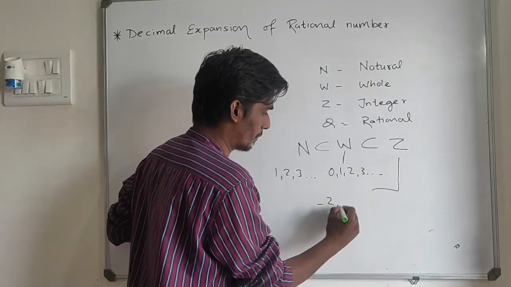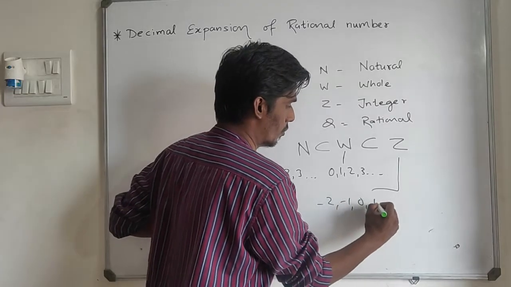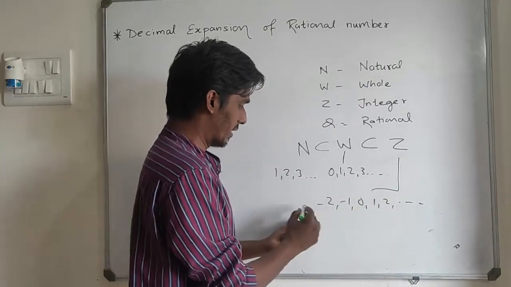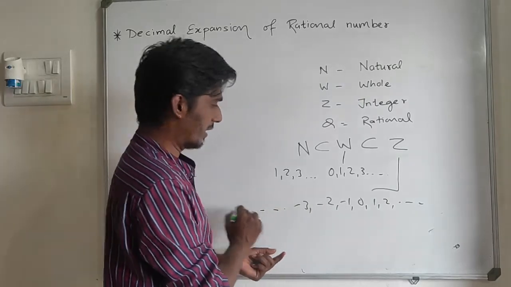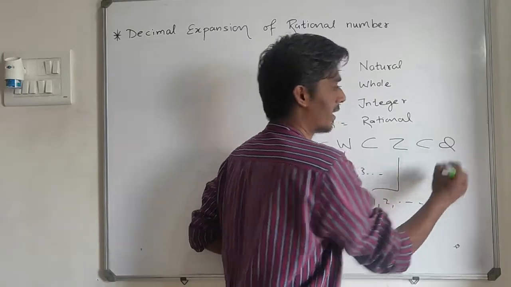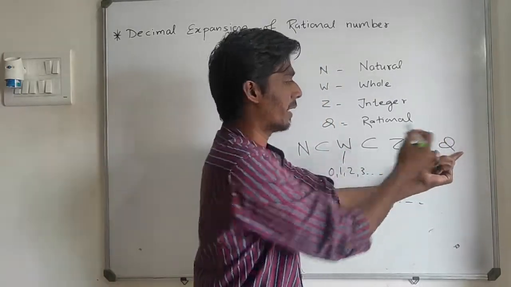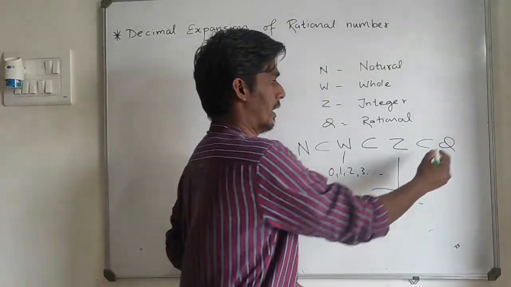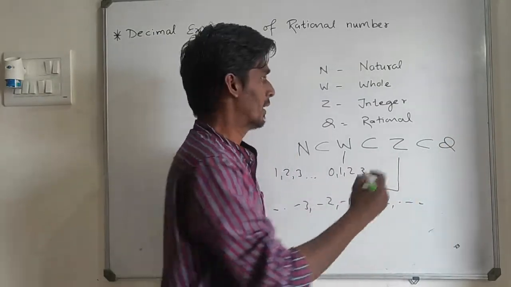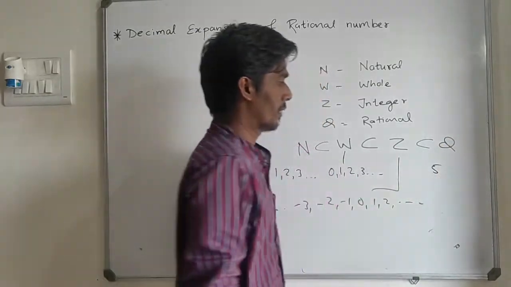Now we already know what integers are: -2, -1, 0, 1, 2 and so on. If I take -3 and go on infinitely, all these integers are present in rational numbers, and rational numbers are indicated by Q. Rational numbers are in the form of p by q. Even if I write 5, it's a rational number.